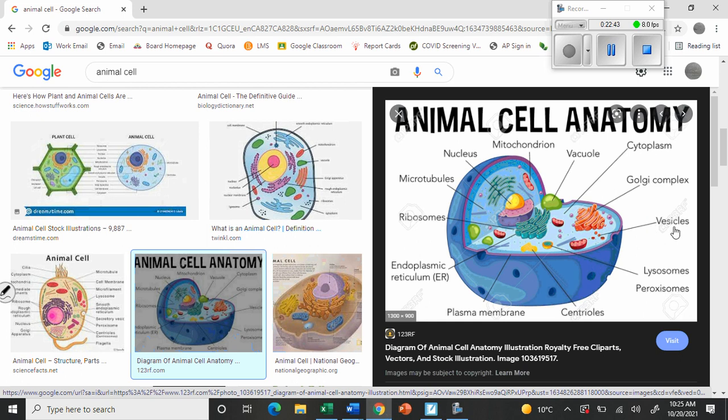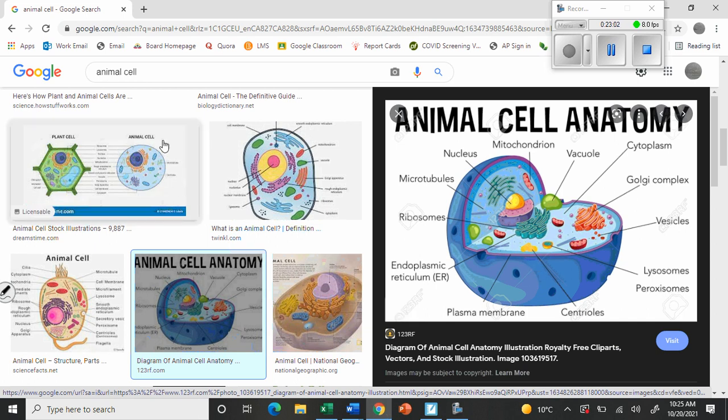Vesicles is another name for those little membrane-bound vacuoles that I was talking about. There's a big vacuole, mitochondria, nucleus, and so on. We can see all the things on here. Some other things, lysosomes and peroxisomes, and so on. There's the centrioles right there.